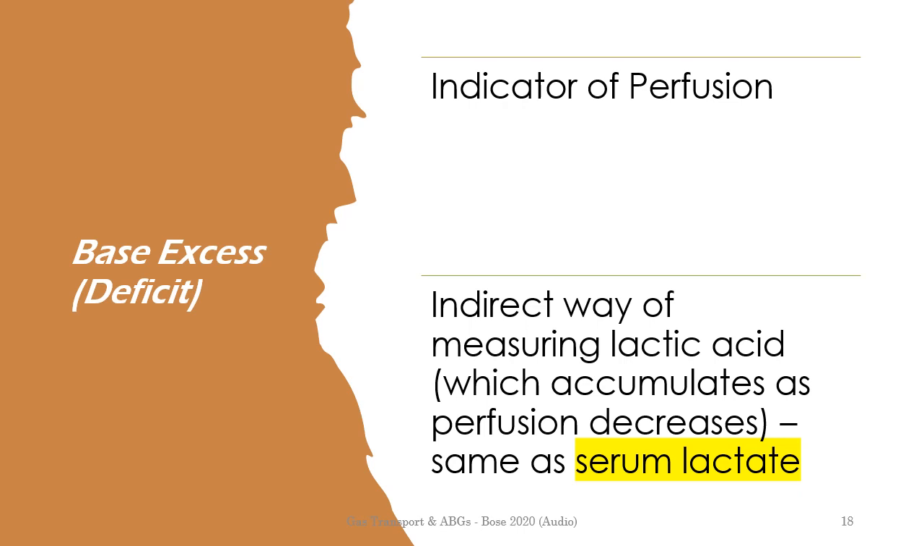The other ABG report parameter that is important to understand is the base excess. The base excess is an indicator of tissue perfusion. As tissue perfusion decreases, the lactic acid that is generated by the tissue is unable to be cleared, causing it to accumulate. This is same as serum lactate, and that is reported as base excess. Now, it is a little weird nomenclature because what we really are looking for is base deficit because it is reported as base excess. It will become apparent to you as we go forward.